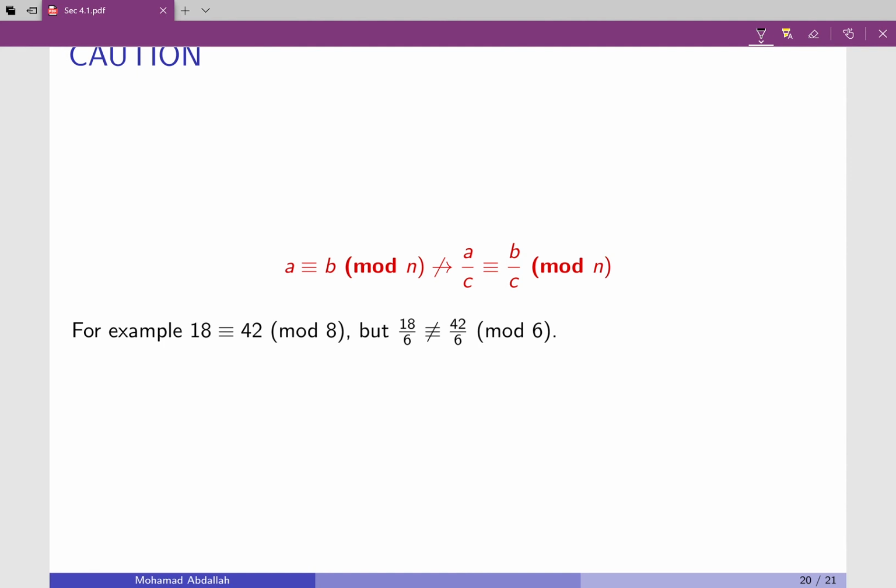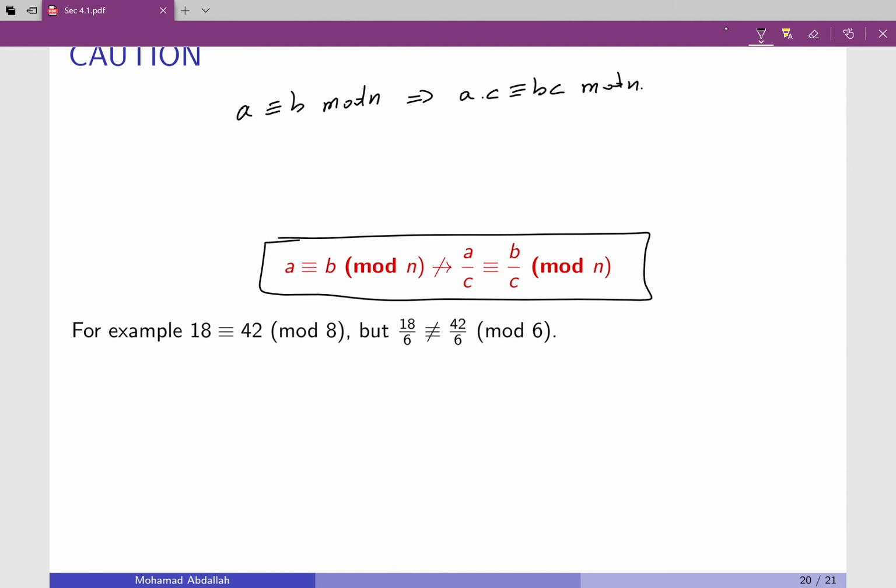the congruence properties, we have to mention something very important. If A is congruent to B mod n, we mentioned the following property: if P is not equal to 0, then AP is congruent to BP mod n. So A times C is congruent to B times C mod n, as long as C is not 0. But over here we have to be very careful. You cannot divide. So this is a very important remark.